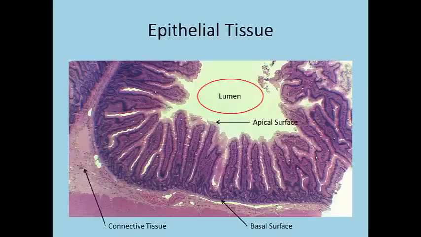So here in this slide, we'll see epithelial tissue bordering that lumen, which is that free space. So the apical surface is the edge that is not connected to any other cells. And then the basal surface at the base of the epithelial tissue is then going to be connected to the connective tissue underlying it.